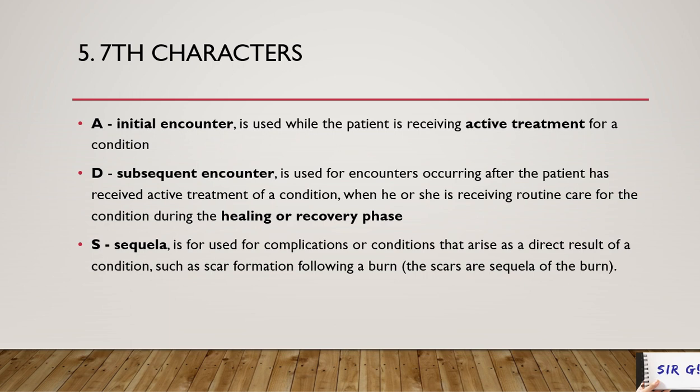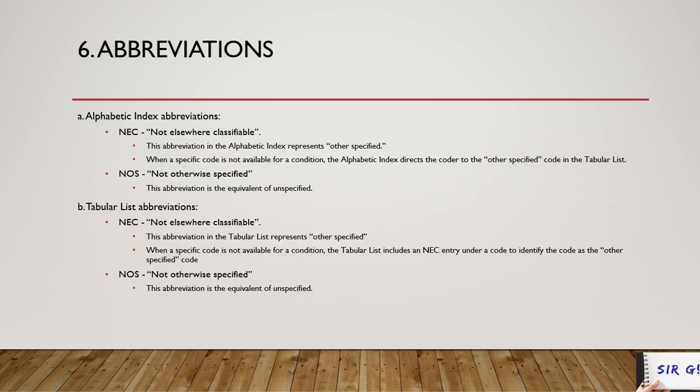So for the definition of your 7th character, I will further discuss this as we go through the chapter-specific guidelines. So here are just common examples. There are still additional 7th characters that we may use as we discuss your chapter-specific guidelines. Next, you have your abbreviations. Your abbreviations that you can see usually in the alphabetic index and the tabular list.